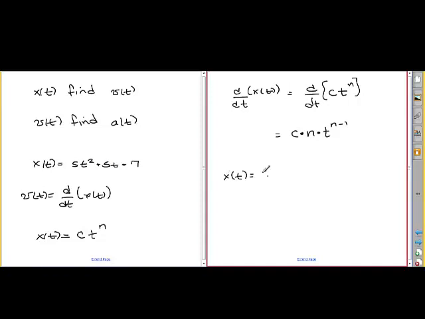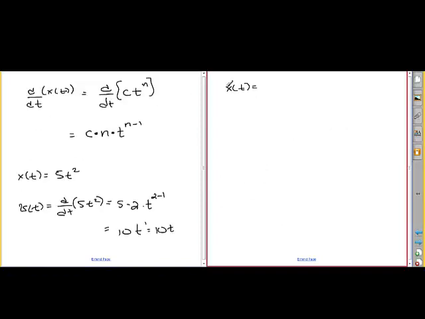Let's say x of t is 5t squared. The velocity is going to be the derivative with respect to time of 5t squared. c is 5, so you get 5. n is 2, that's the exponent, so you get 2. And then t to the n minus 1, which is 2 minus 1. So you can simplify that. 5 times 2 is 10. 2 minus 1 is 1, but t to the 1 power is just t. So if the displacement is 5t squared, then the velocity is 10t, where t is the time.